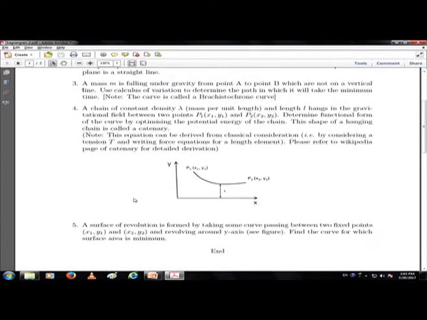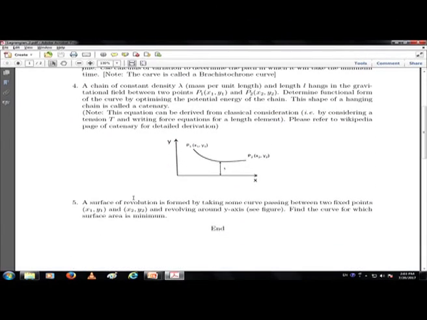Problem number 4 is another very classical problem, I would say. It is the problem of a catenary. So, we have a chain with a constant density sigma, or you can take it as lambda, but lambda will be used for something else. Basically it is my mistake, I should have used sigma instead. Let us say the length is L and it is hanging in a gravitational field.